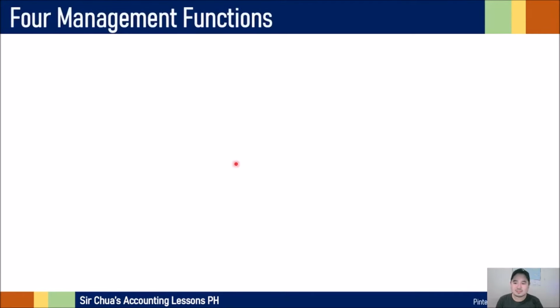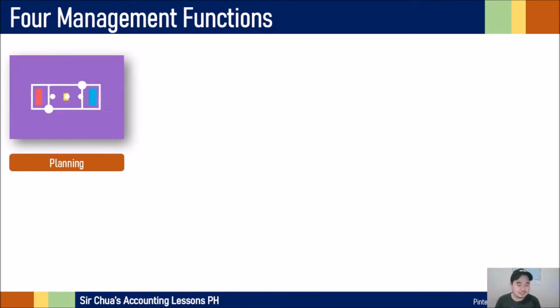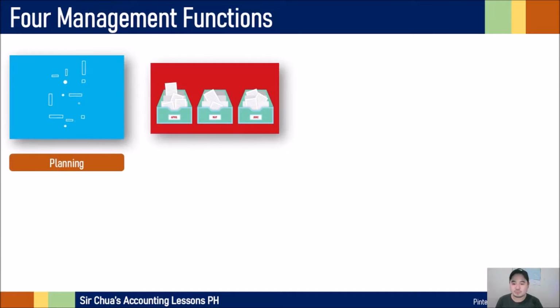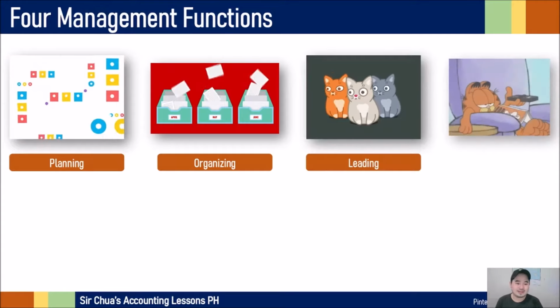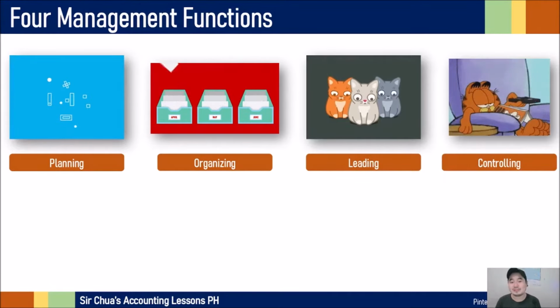So let me discuss with you four different management functions. Again, for those who graduated from the ABM strand, I think this is not new to you because this was taught to you in the subject organization and management. But for those who did not graduate ABM, just listen and I know that you will understand it in these simple points. So first we have planning, then we also have a management function called organizing, and then we have leading, and we also have controlling. Okay, so let's discuss them one by one.